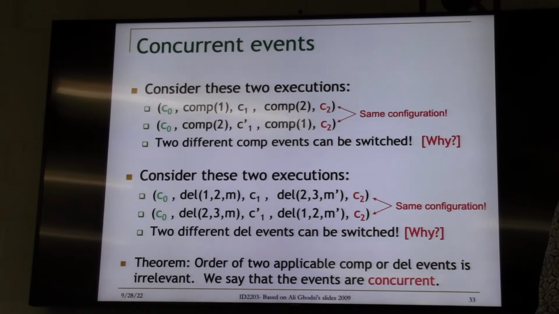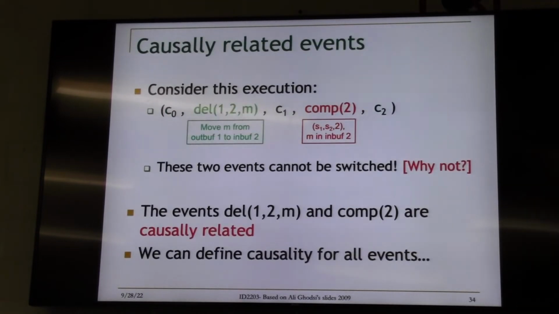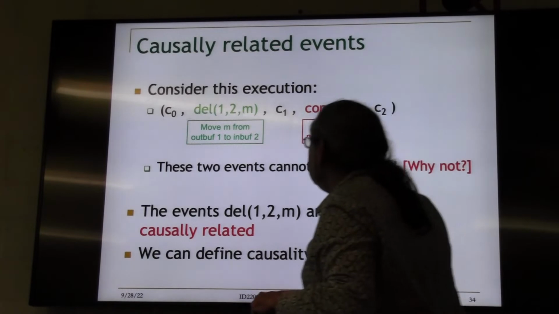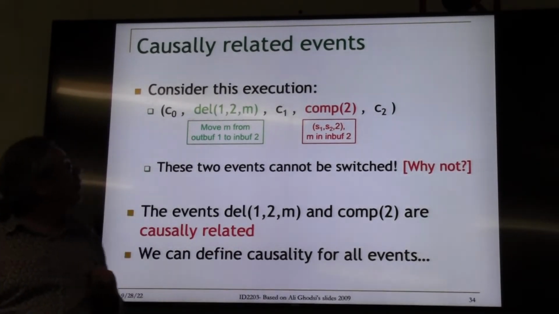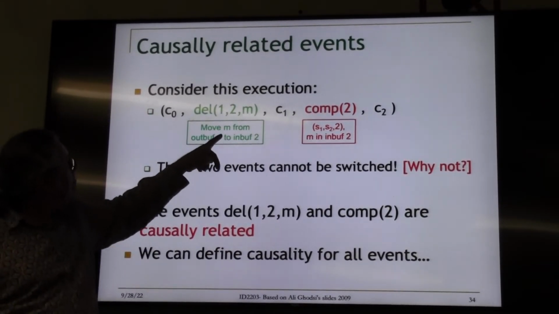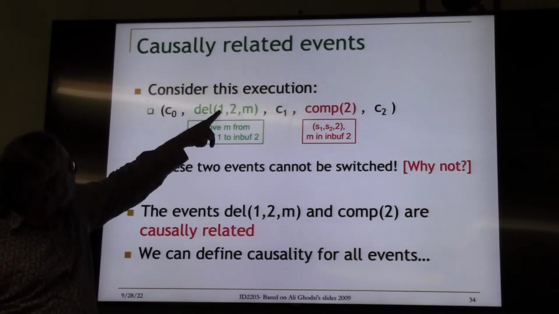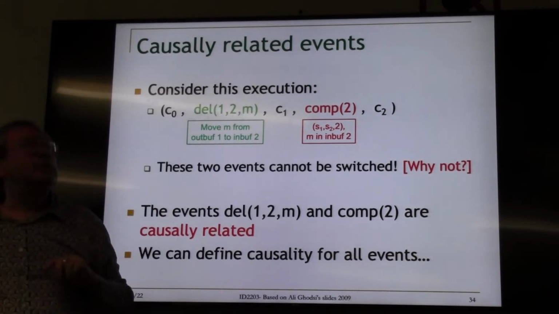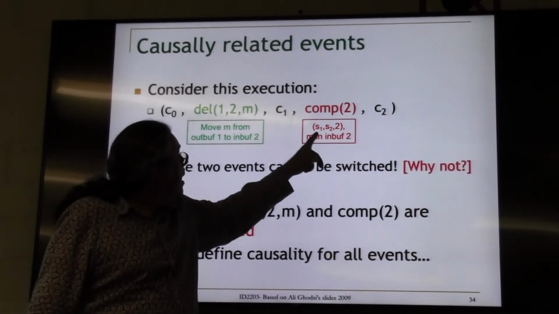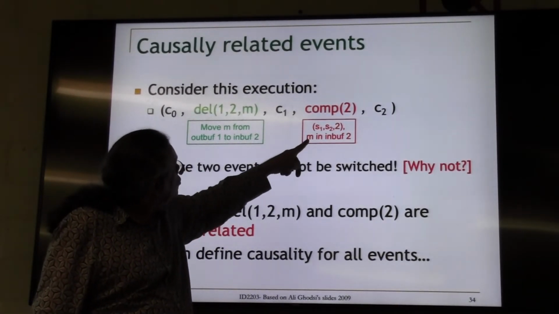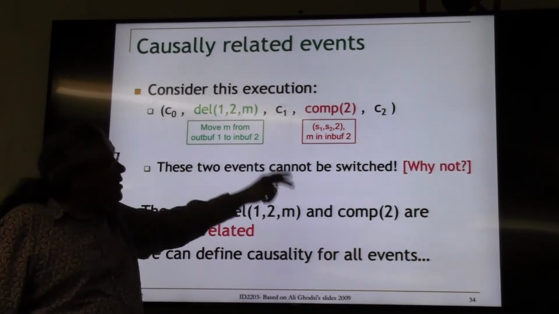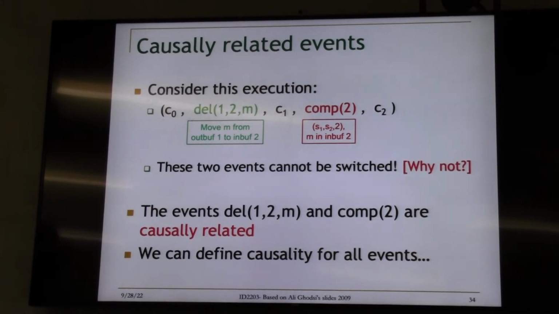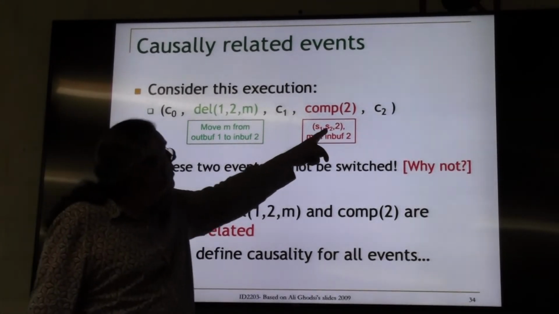Okay, right? Well, now let's go to the next step. Here's another one. This is a case when the events cannot be switched. So here we have a green and a red one. This green one, I'm moving M from the out buff of 1 to the in buff of 2. And in this comp event, I'm doing a transition where I'm assuming there's an M in in buff 2. So clearly I cannot switch those, or the resulting state will be different.